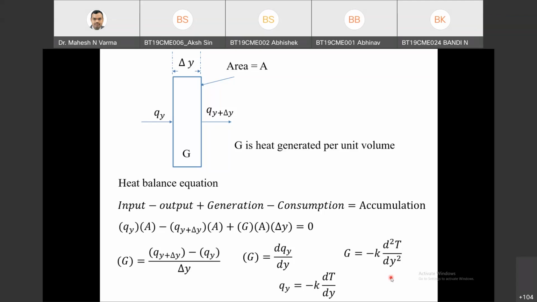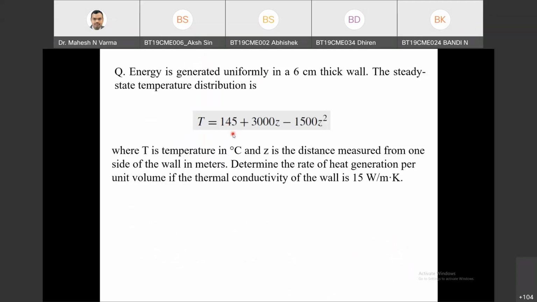Roll number 34, Dhiren. Yes, sir. What is the value of heat generation per unit volume? Sir, doing, sir. Just a second. So now G will be equal to minus k d2T by dy square. That all depends upon now. Get the value of the double differential with respect to z. There it was y; now this distance changed to d2T by dz square. Whether it is positive or negative.